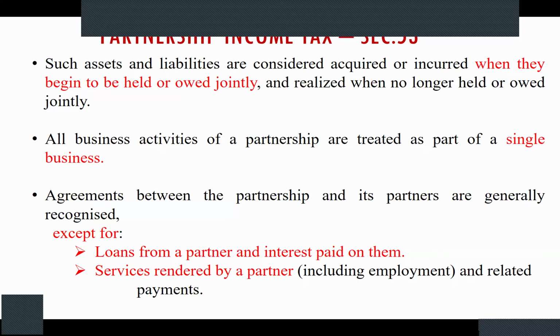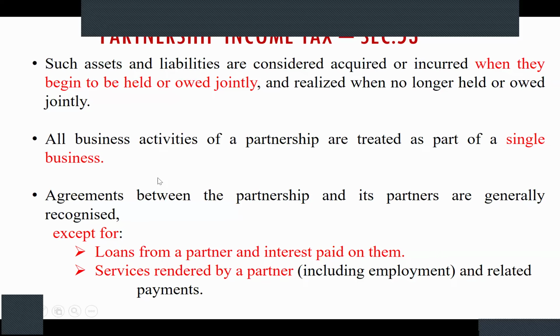So a partnership has only one income tax rate. That is why it says all business activities of a partnership are treated as part of a single business, even though they are engaging in several types of business activities. If such businesses are done by an individual or company, sometimes the applicable tax rates are different. But if such businesses are done by a partnership, then the applicable tax rate is only one.